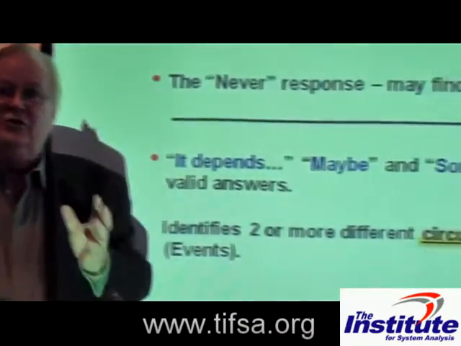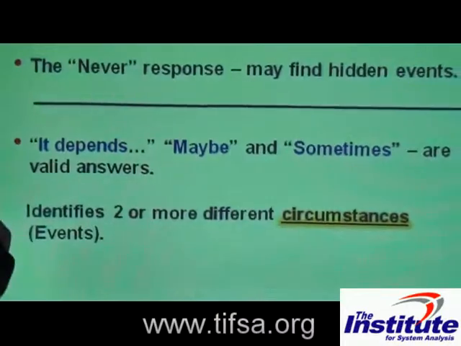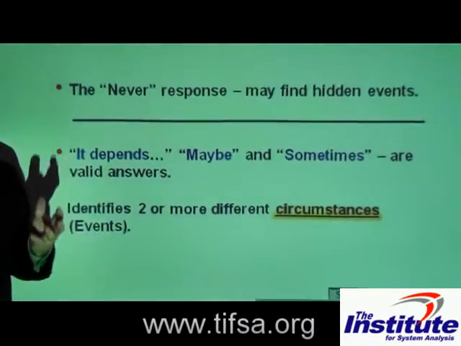Because when they say it depends, they're really saying, well, under one circumstance, this is true, and under another circumstance, something else is true or it's not true. If they say maybe, they're saying it's either yes or no. If they say sometimes, they're saying sometimes yes, sometimes no. And they're really just identifying different circumstances. And as an analyst, you have to find out what is that circumstance.